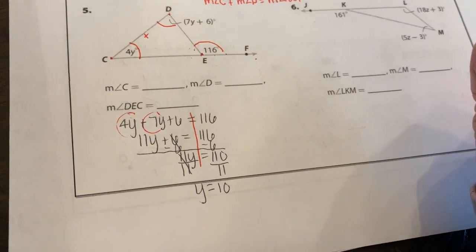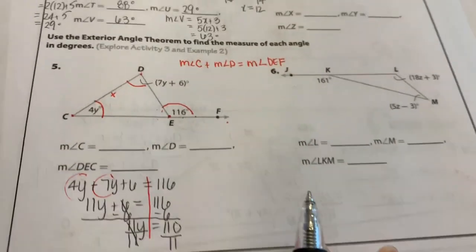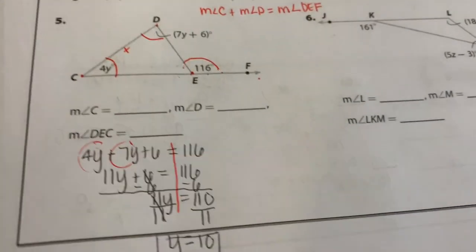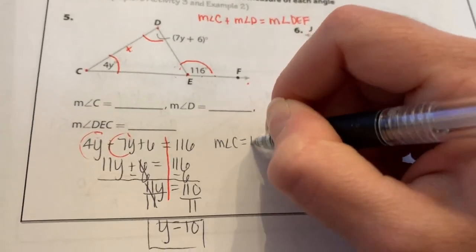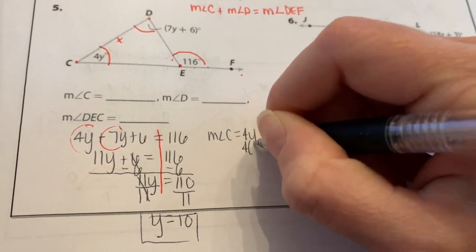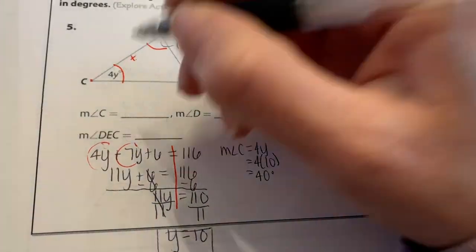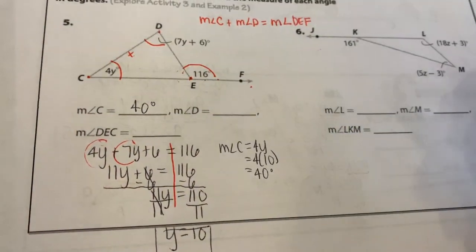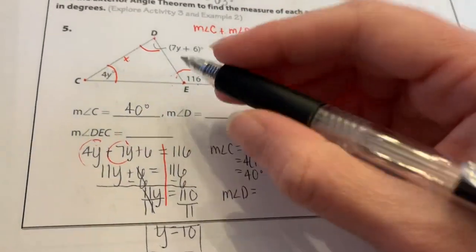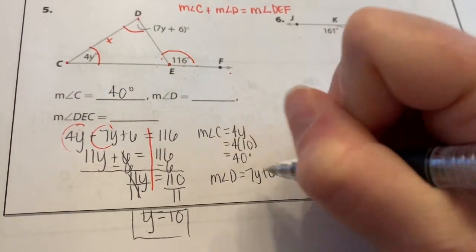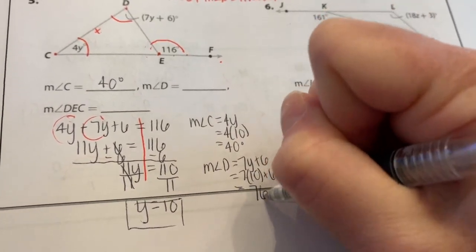And now that we know that y is equal to 10, we can plug it back in and find all these values. So let's find the measure of angle C first. It's 4y. So I just replaced the y with a 10, and the measure of angle C is 40 degrees. The measure of angle D is given by 7y plus 6. Replace the y with 10, and we get 70 plus 6, or 76 degrees.